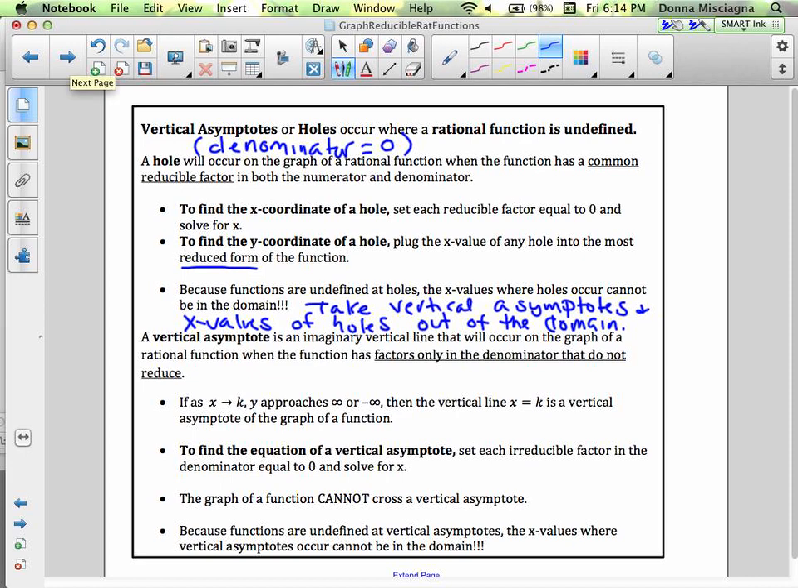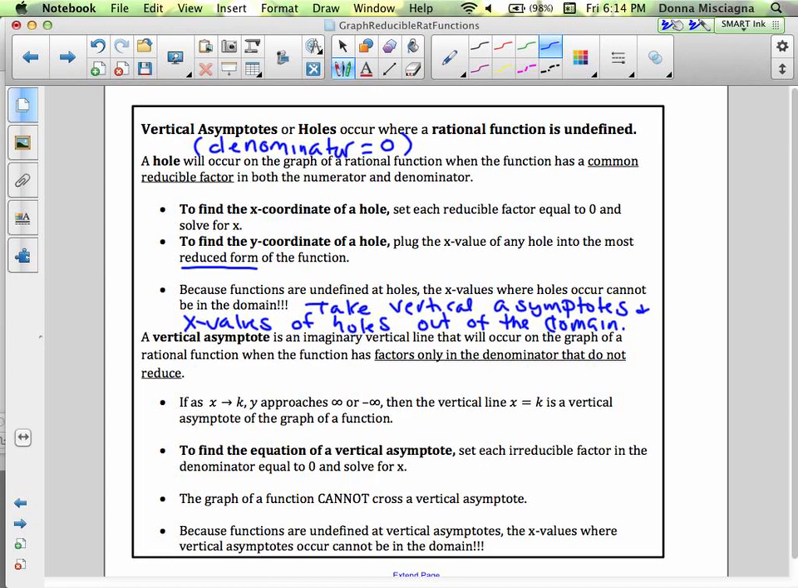So a vertical asymptote is an imaginary vertical line that will occur on a graph of a rational function where the function has factors only in the denominator that do not reduce. Right? So it's what makes our denominator equal to 0, and it's factors that we couldn't cancel out. So if x approaches k, y approaches infinity or negative infinity. It just gets larger and larger or smaller and smaller when we have our vertical asymptotes. To find the equation of a vertical asymptote, you're just going to set each reducible factor in the denominator equal to 0 and solve for x.